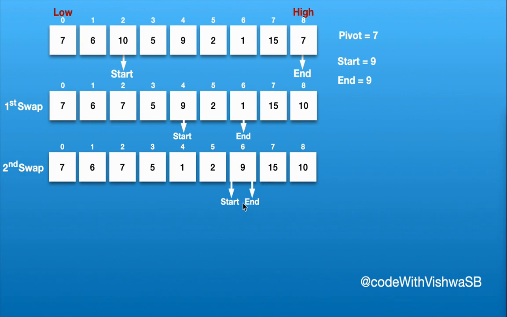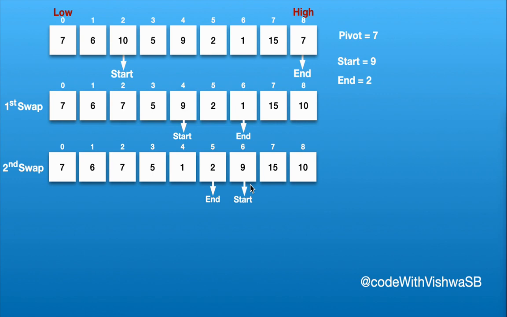Now compare the element with end. End is pointing to 9 and end is greater than pivot. Yes. Then decrement end by 1. Now, end is pointing to 2. Is end greater than pivot? No. So till now we were swapping end and start. But now the start has crossed the end. That means start is greater than end. So in this case we will not swap start and end.